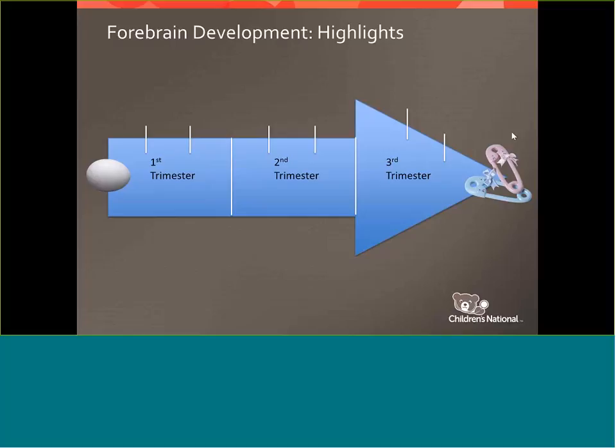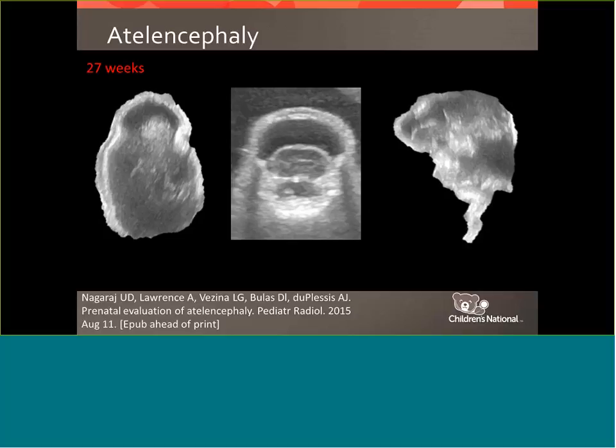One of the first major events that happens is gastrulation. That's when you go from a two-sided disc to a three-sided disc, followed shortly thereafter by primary neurulation. At 25 days of life or so, the neural tube is closed. The anterior neural pore is closed, and right after that you have your three primary brain vesicles: the prosencephalon, mesencephalon, and rhombencephalon. If the neural tube fails to close, you get anencephaly. If the neural tube closes but the prosencephalon doesn't develop, you get aprosencephaly. And if you have rudimentary development of the prosencephalon and no development of the secondary brain vesicles, you get atelencephaly.